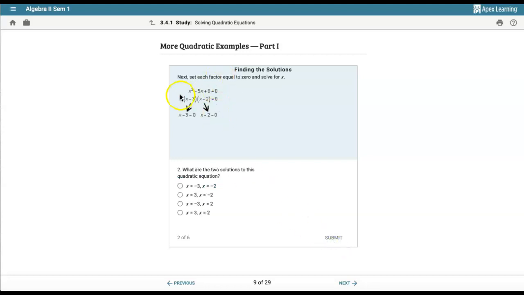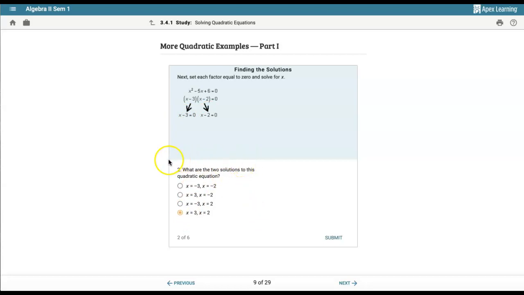So then you can see here, you're going to solve for both of these being equal to 0. So x minus 3 becomes equal to 0 and x minus 2 is equal to 0. So I just add 3 to both sides, and that brings that 3 to the other side. So x is equal to 3 and x is equal to 2. So that's my final answer.